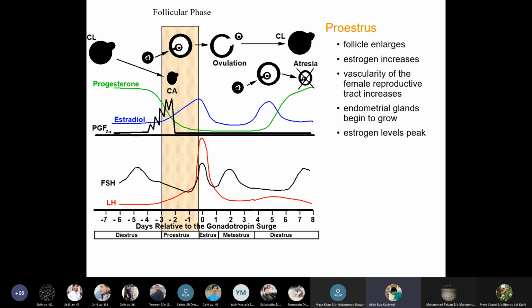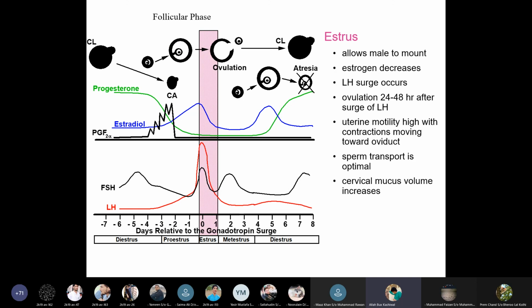The proestrus is a condition in which the follicle enlarges, estrogen increases, vascularity of the female reproductive tract increases, endometrial glands begin to grow, and the estrogen level achieves the peak. This is one of the ways the proestrus starts. The proestrus is the beginning of developing the female for estrus, or to develop heat in the female.